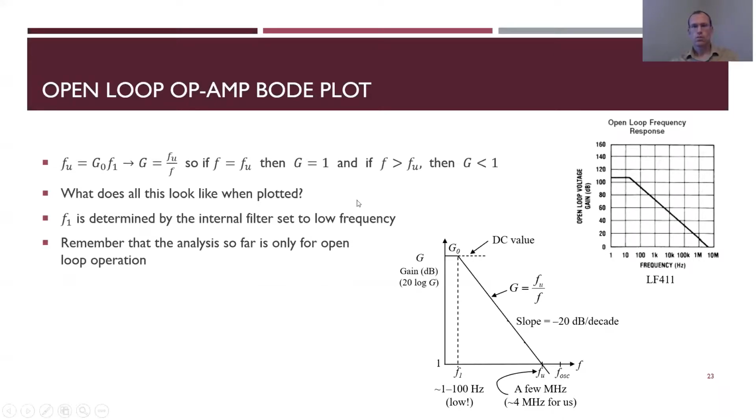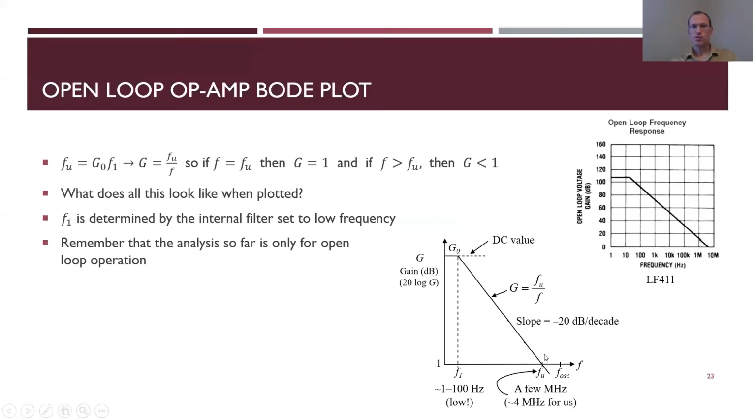So what does this all look like when plotted? Might give you a better idea. So just like the low pass filters, there's a relatively horizontal line, and then it starts to drop down linearly on this log-log plot after this characteristic frequency. So it has some DC value in terms of gain, some DC value G0, and then beyond this frequency F1, it starts to drop down in this linear fashion that we saw.